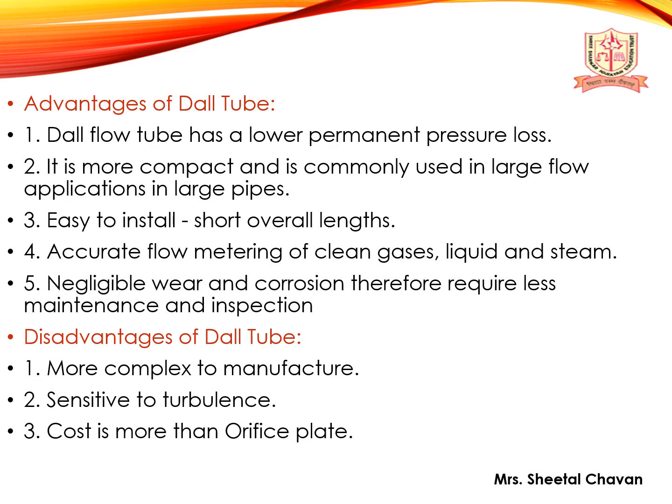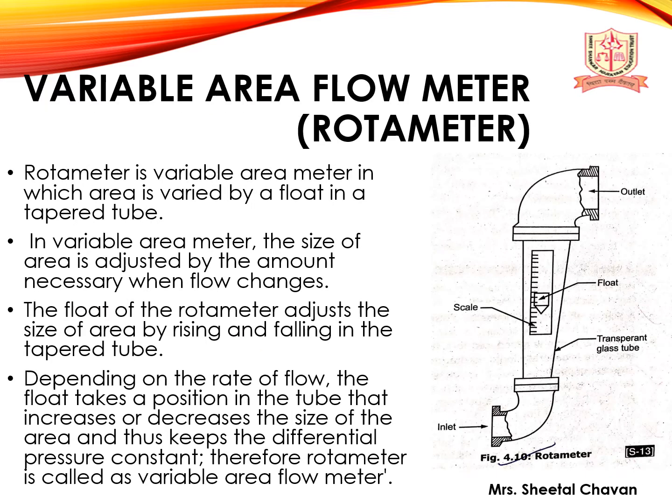And what are the disadvantages of this Dall tube? It is more complex to manufacture, it has sensitivity to turbulence, and the cost is more than the orifice plate. The next point is the variable area flow meter, which is also called a rotameter.